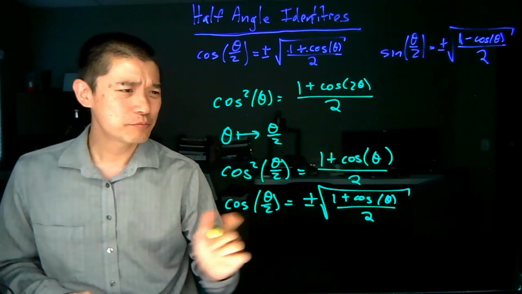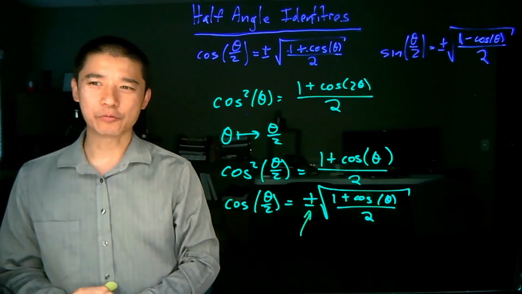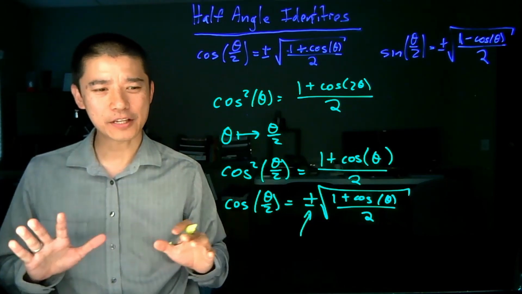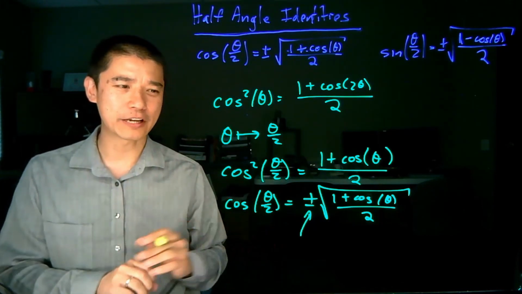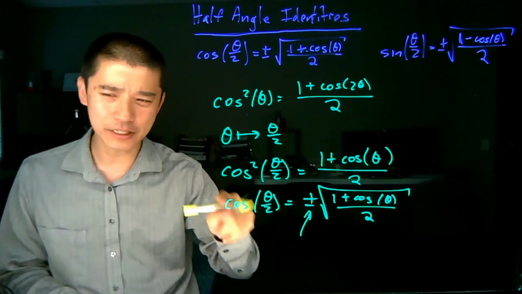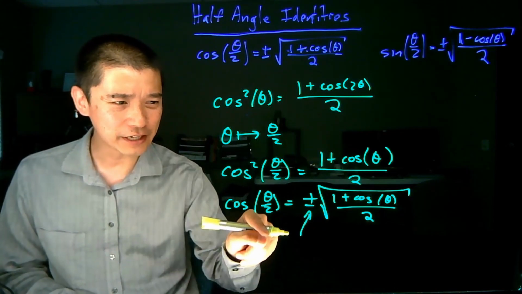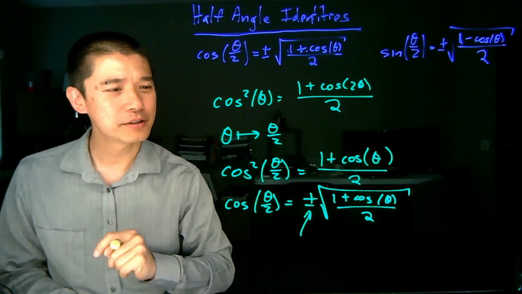Now, when using this, we have one new idea that we have to work with. We have a plus or minus. This corresponds to the same concept from before, where we had to look at the quadrant where the angle is lying in, but in this case we have to be a little bit more careful because which angle does this refer to? The plus or minus actually refers to this angle here, the theta over 2.